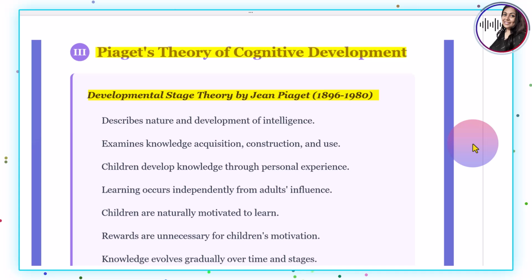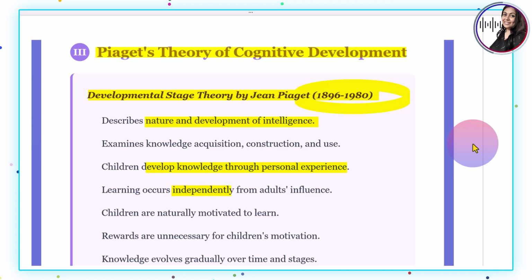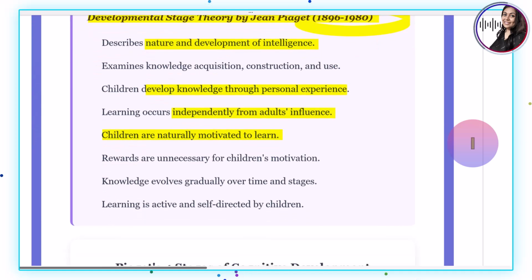Jean Piaget, who lived from 1896 to 1980, studied the nature and development of intelligence in children. According to Piaget, knowledge is not simply transmitted by adults. Instead, children actively construct knowledge through personal experience. Learning, in his view, occurs independently of adult instruction, as children are naturally motivated to explore their environment. Because of this intrinsic motivation, Piaget believed that rewards are not necessary for learning.